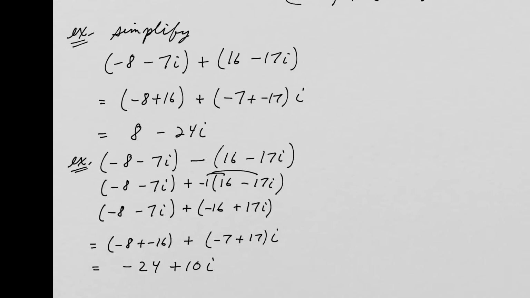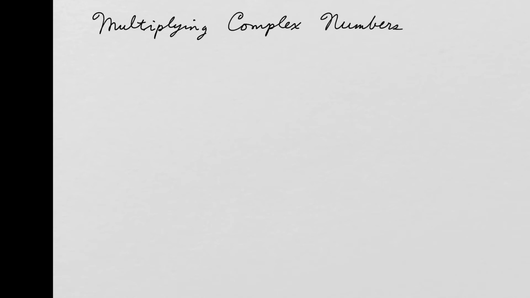Okay, so that's addition and subtraction. Next, let's talk a little bit about multiplication. So multiplying complex numbers. Okay, so really the way you want to think about this is multiply just like you normally would, but remember that i squared is -1. So i times i is always going to be a -1.